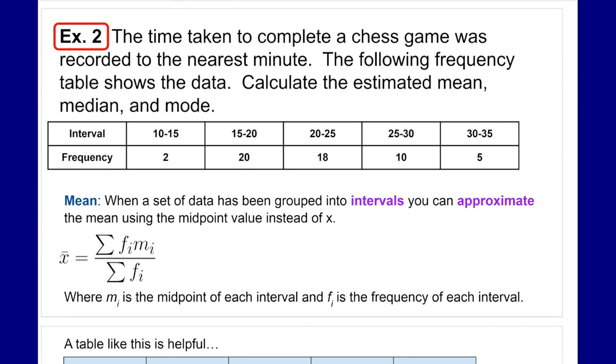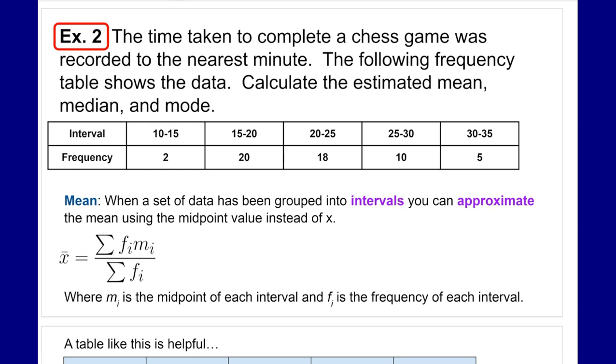The next example we're going to look at is the time taken to complete a chess game that was recorded. And this is going to be a little bit different because we're going to be looking at data that's placed into intervals. Right? So we're looking at continuous data because we're looking at time. So it's easier to put that data into intervals because you won't find a lot of values that have the exact same time, right? Because the data is continuous. There's infinite possible values for time.